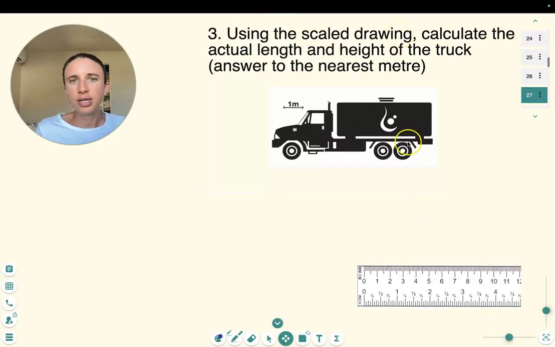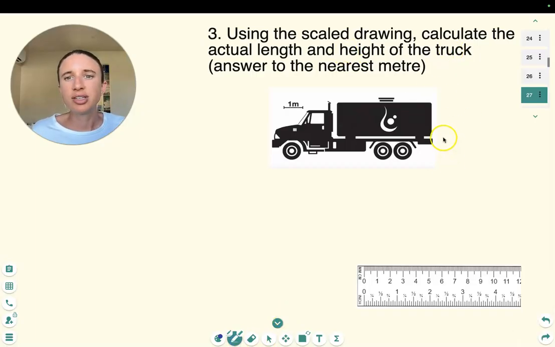Using the scaled drawing, calculate the actual length and height of the truck. Answer to the nearest meter. So we're not even given a scale in this question like the other one, but that's fine. We have 1 meter here. So remember how I said write down map is to actual. Just title your columns. So actual distance is going to be the one in meters.